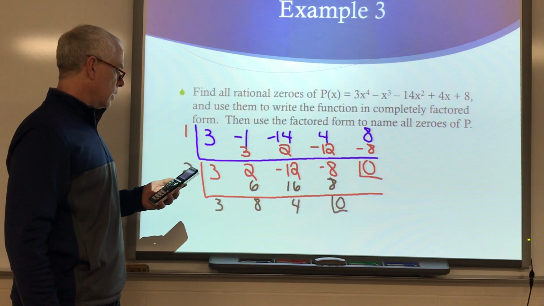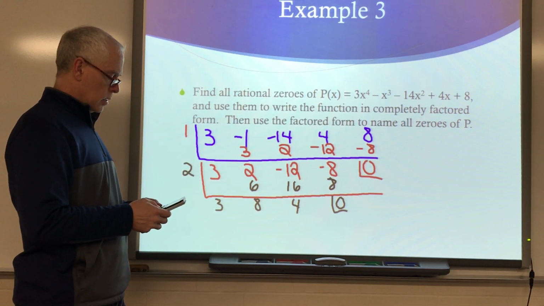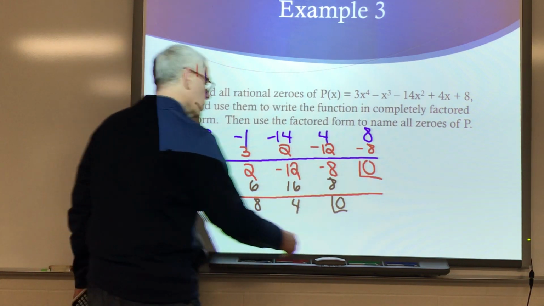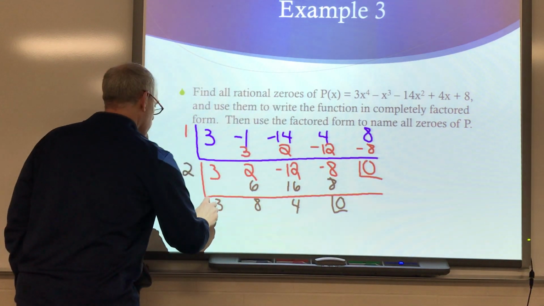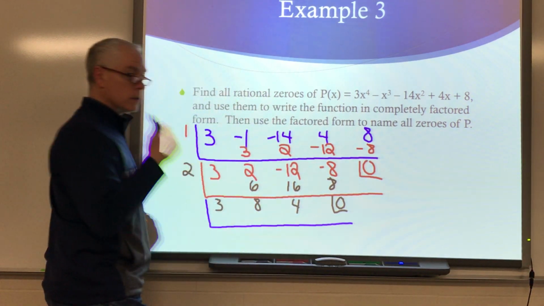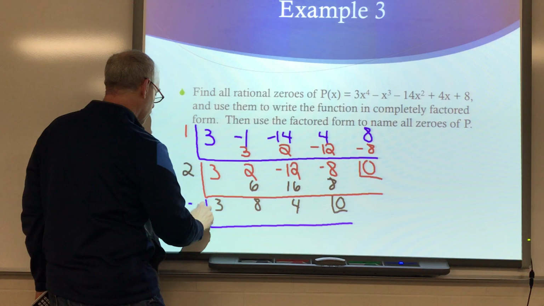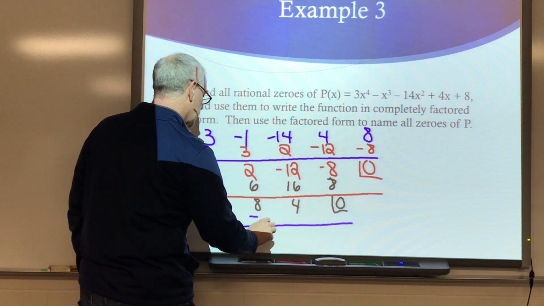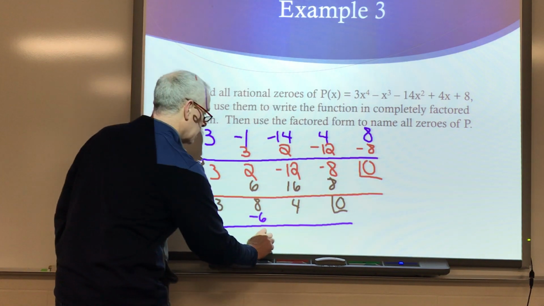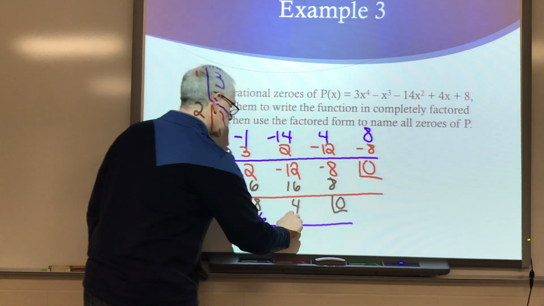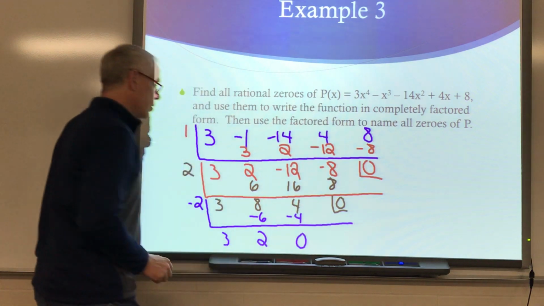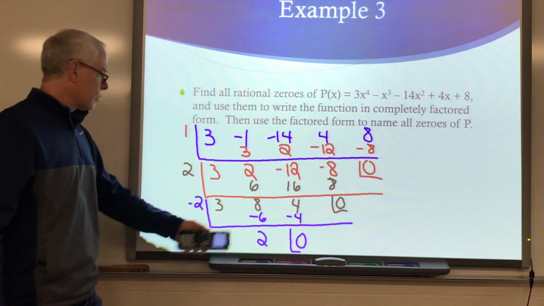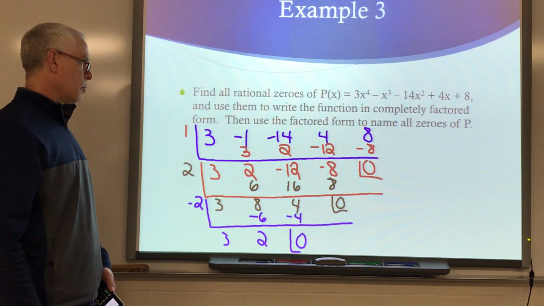It also looks to me that negative 2 is a 0. It looks like I crossed the x-axis at negative 2. So I'm going to do this one more time. I'm going to try negative 2. Okay? So bring the 3 down. 3 times negative 2 is negative 6. Negative 6 plus 8 is 2. 2 times negative 2 is negative 4. Sure enough, that's also a 0. Now I'm left with 3x plus 2, which is pretty straightforward.